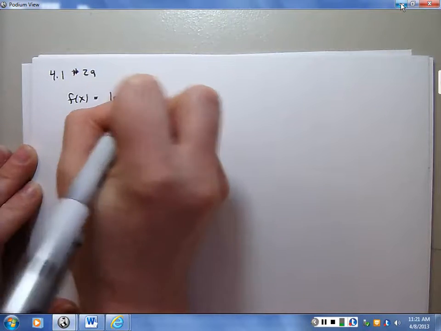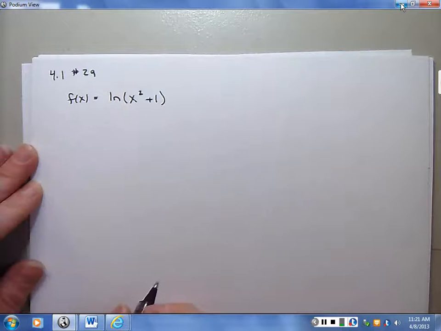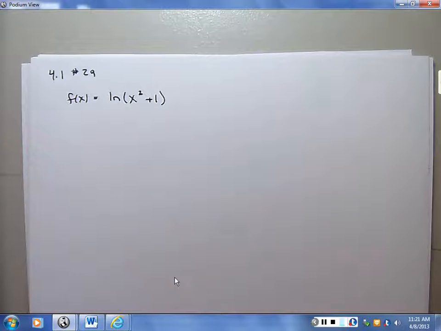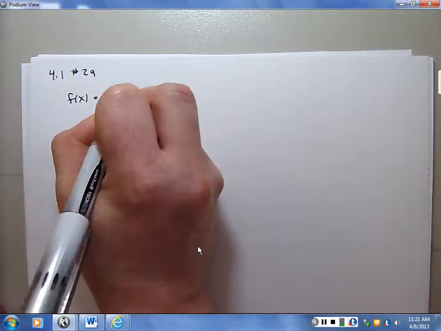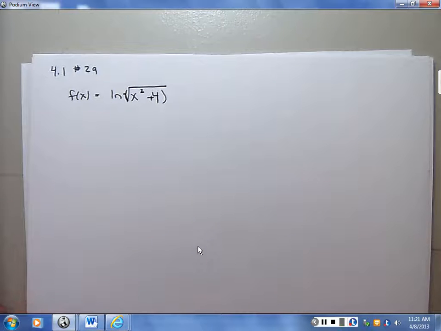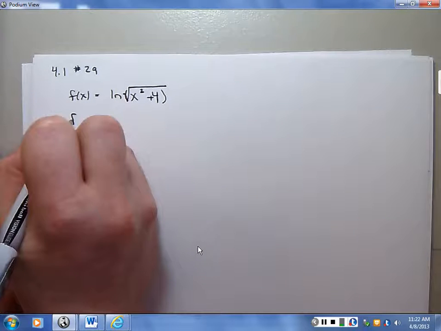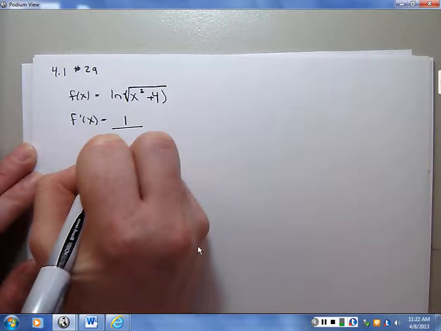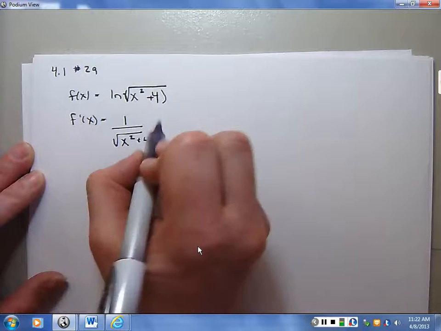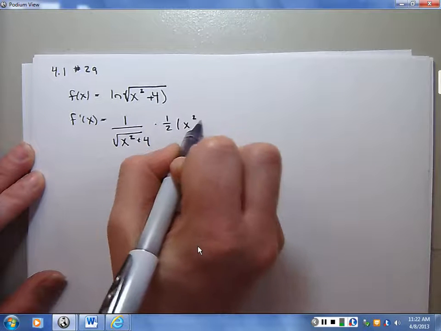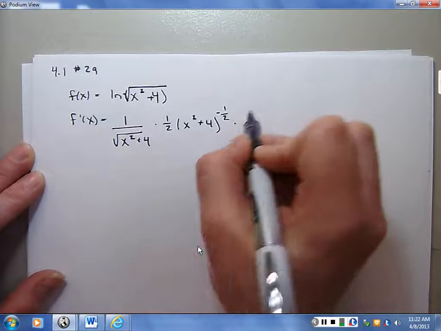4.1, number 29. So I have the function equals ln of the square root of x squared plus 4. So I take the derivative of this function: 1 over the square root of x squared plus 4, the derivative of the outside evaluated at the inside, times the derivative of the inside.